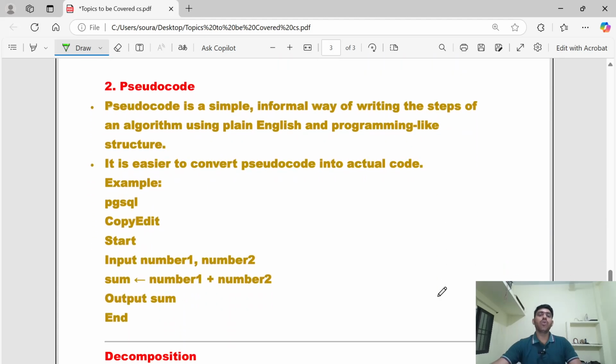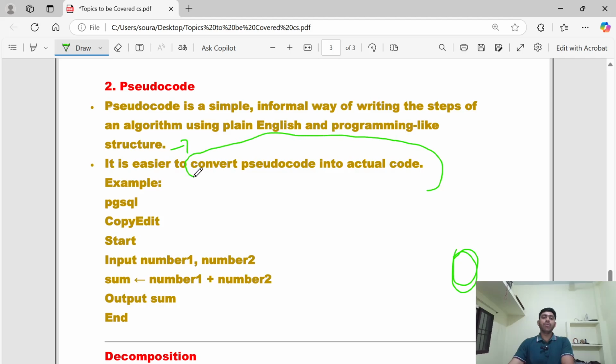Then we come to pseudocode. Pseudocode is a simple, informal way of writing the steps of an algorithm using plain English and a programming-like structure. It is an informal way of writing the code. We use normal English and programming-like structure. It is very simple and informal. It is easier to convert pseudocode into actual code. Easier to convert pseudocode into what? Actual code.